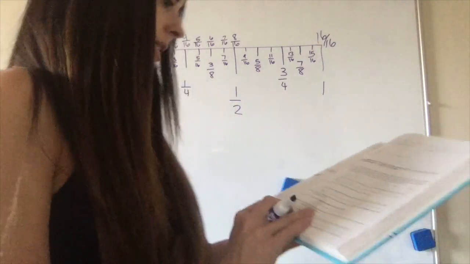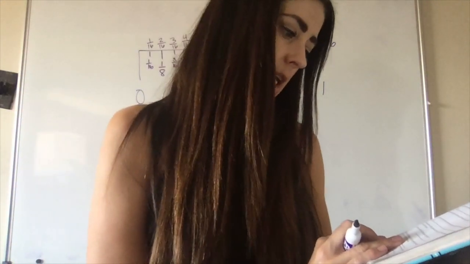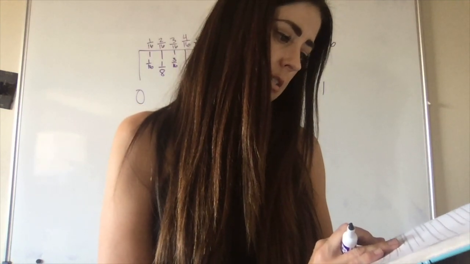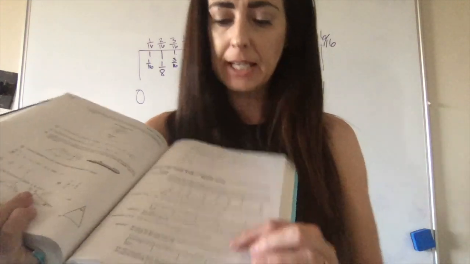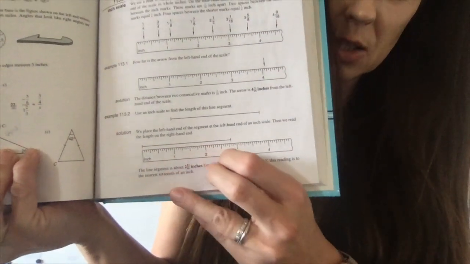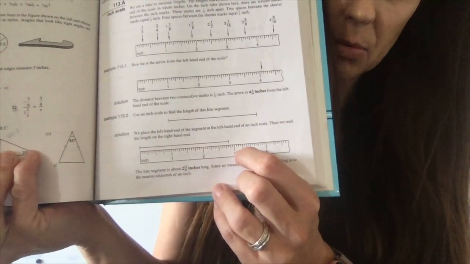All right, the next example says, use an inch scale to find the length of this line segment. So you're probably going to have to have a ruler for this. And I'm also going to post a practice worksheet for you guys to practice this a little bit more. But they give you a line, but then they put it on the ruler for you. So if we look at this ruler, we have 1 inch, 2 inch. We don't yet make it to 3 inches, okay?